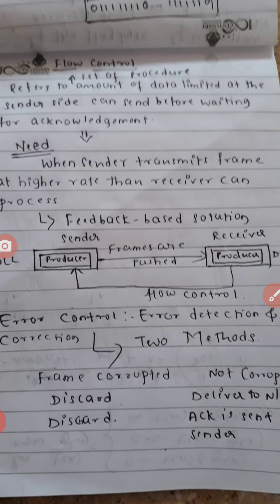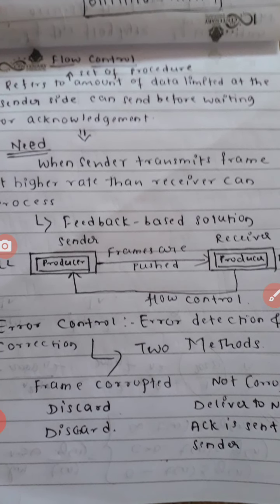Whenever the sender sends data at a higher rate than the receiver can process, in such a case we require flow control. The flow control concept is explained by producer and consumer. If the producer produces data faster than the receiver or consumer receives it, then the consumer may discard some of the data. In such a case, flow control is required. And one technique to control the flow is the feedback based solution.